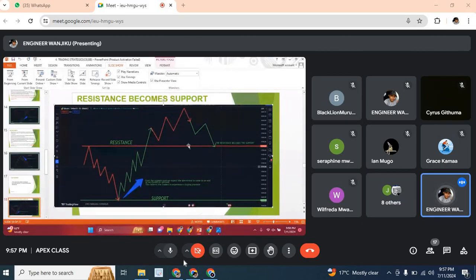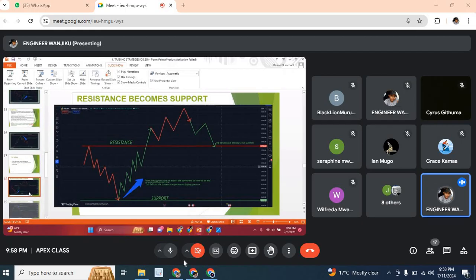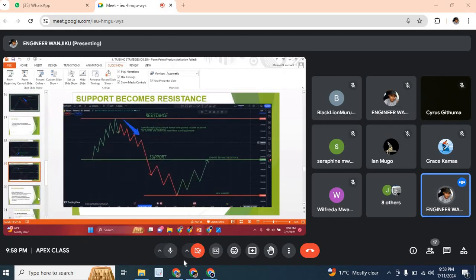Why did it become our support? Remember I said the support zone is where you expect a downtrend to come to an end. As you can see from this diagram, the downtrend is coming to an end, then it takes off. So the resistance moved up, and that previous resistance that was disrespected now becomes our support. The zone where resistance becomes support or support becomes resistance, that is what you call a flip zone.